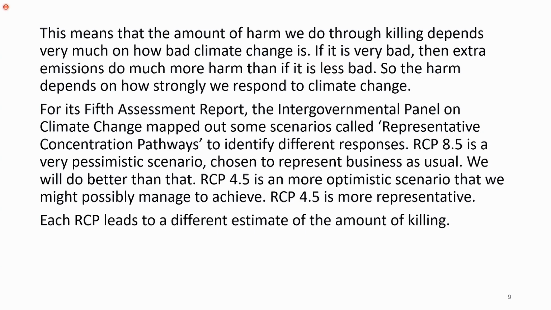They come from two different representative concentration pathways, which the IPCC presented in its 2014 report. These are two different scenarios, you might say, for how the world might respond to climate change. One called RCP 8.5 is a very pessimistic scenario. It's chosen to represent business as usual, if the world does really nothing much about climate change at all. We're going to do better than that. Although we're not responding to climate change in anything like the degree we should, we are doing something about it. RCP 4.5, which is the other one I'm going to be talking about, is more optimistic, and we might possibly manage to achieve that. So of the numbers I'm going to give, the ones related to RCP 4.5 are the ones that are more immediately relevant.